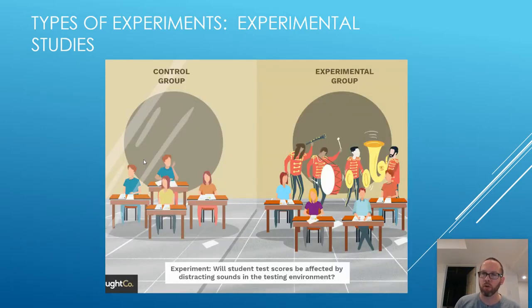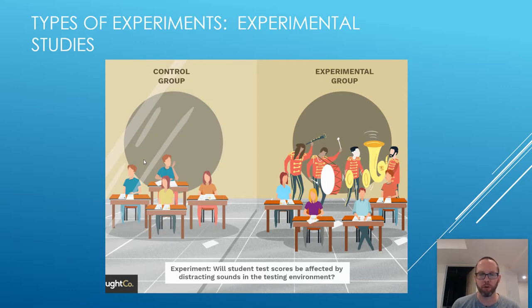Here's another visual of this idea of control group versus experimental group. So maybe you guys could visualize this. You're writing a test. Would test scores be affected by distracting sounds? So, this might be relevant to your school building. I know some spots in my school are louder than others. The wall is not a solid wall. It might just be a divider between classrooms. Is there an advantage or is there a disadvantage to being in rooms like that?